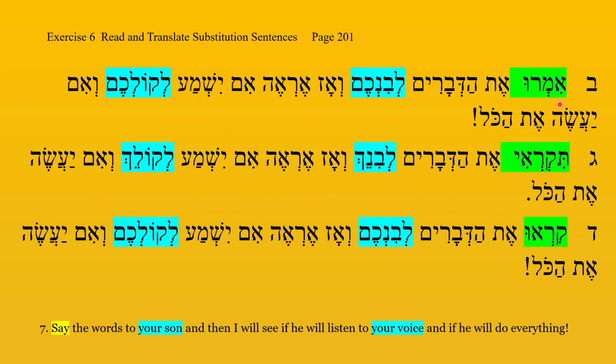Substitution bet. Imru et hadevarim lavinchem v'az ere im yishma lekolchem v'im ya'aseh et hakol. So again, command form for masculine plural. Say the words to y'all's son, and then I will see if he will listen to your voice, and if he will do everything.